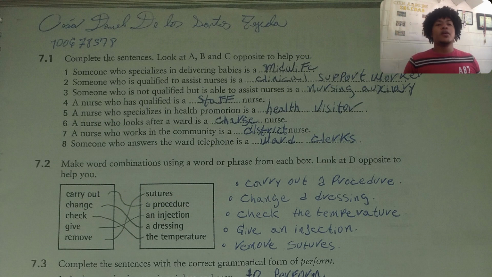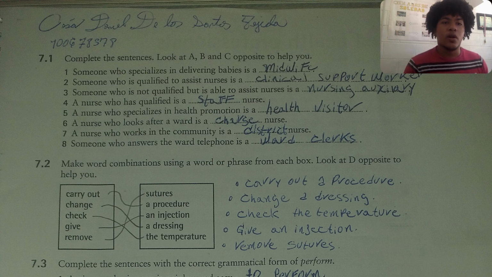Chapter 7, Nurses. Exercise 7.1: Complete the sentences. Look at A, B, and C opposite to help you. Someone who specializes in delivering babies is a midwife. Someone who is qualified to assist nurses is a clinical support worker. Number 3, someone who is not qualified but is able to assist nurses is a nursing auxiliary.